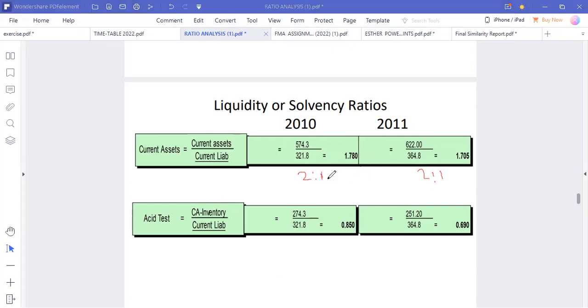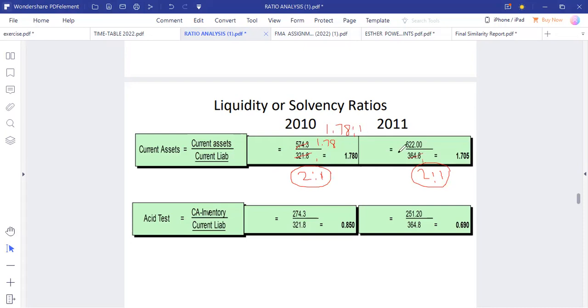The 2 to 1 ratio is the benchmark, the market rate that we are comparing these two against. So this one that we have here is 1.78 to 1, because when you divide here, we get 1.78. If you're going to convert this to a ratio, it's 1.78 to 1.